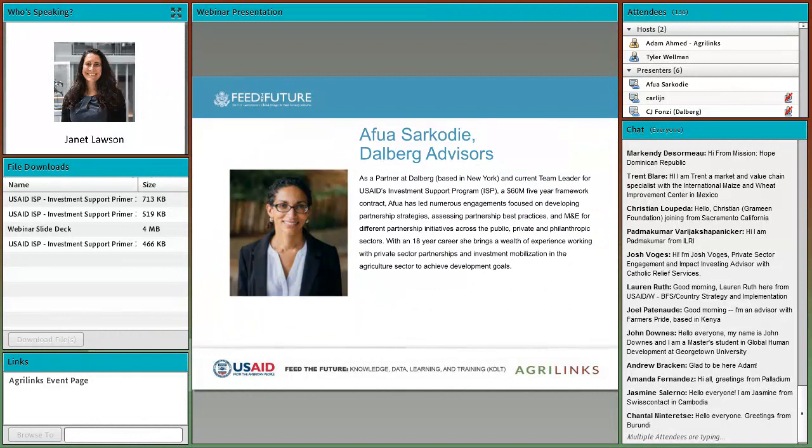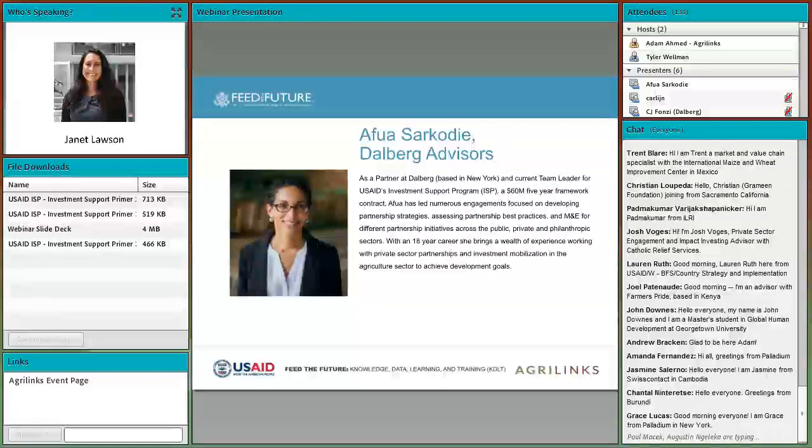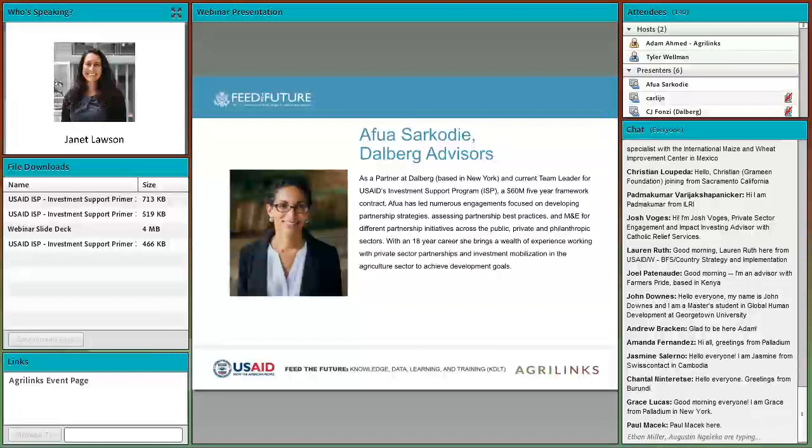To start off, I'm going to introduce our first speaker, Afua Sarkodie. Afua is the current team leader for USAID's Investment Support Program and a partner at Zalberg. She brings 18 years of experience working with private sector partnerships and investment mobilization in the agriculture sector to achieve its development goals. She'll start off by introducing our speakers. Afua, please take it away.